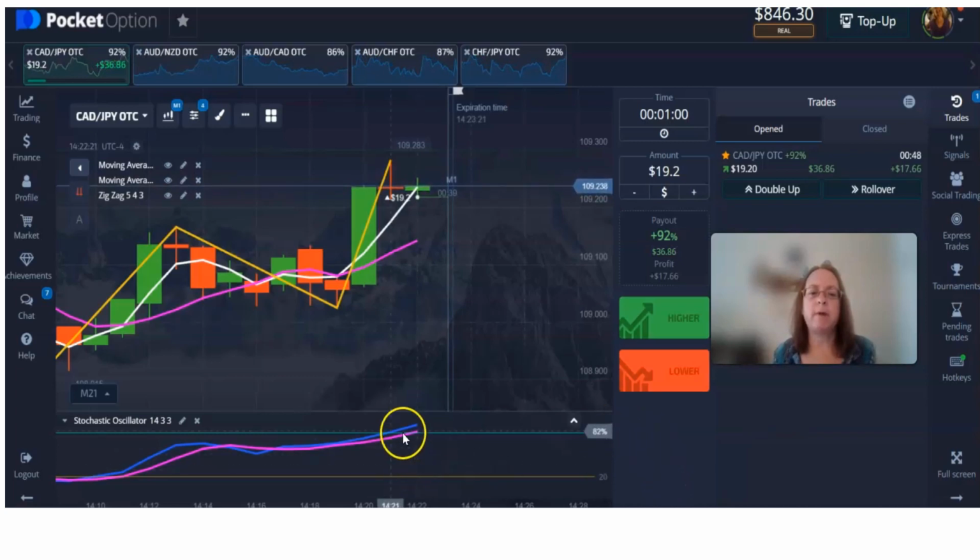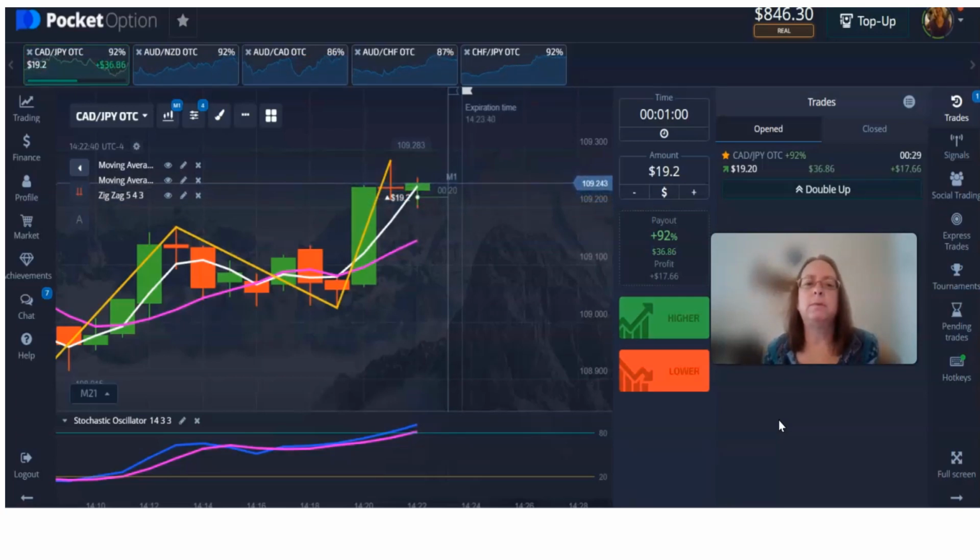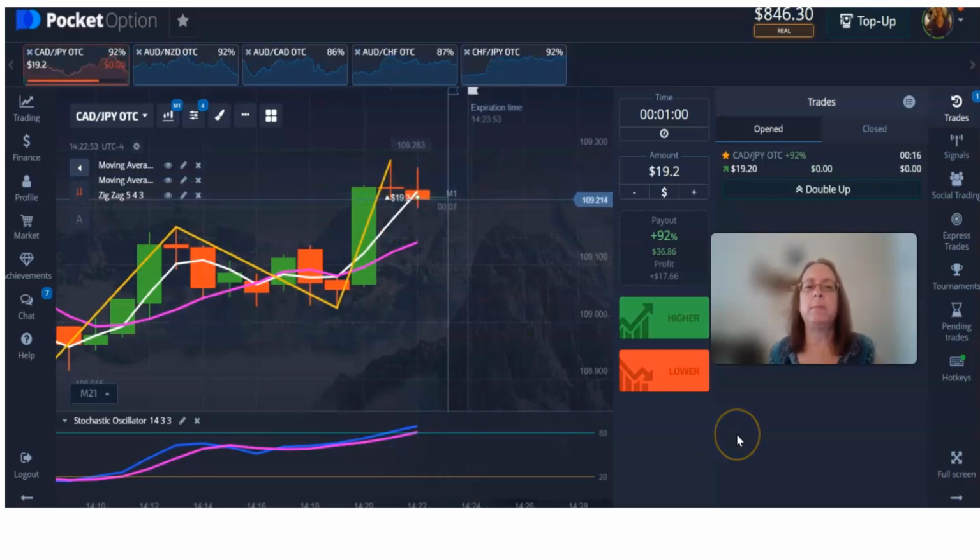The stochastic is above the overbought zone. Both of the moving averages are pointing up. The 7 moving average is pointing up. So it does look like it is going to continue in that up direction. And we will see. A lot of times you'll have these big candles like this, and then you'll have these little doji candles. Those are the ones that you really have to look out for, because they could mean you either win or you lose a trade.